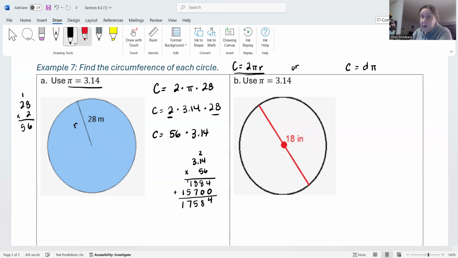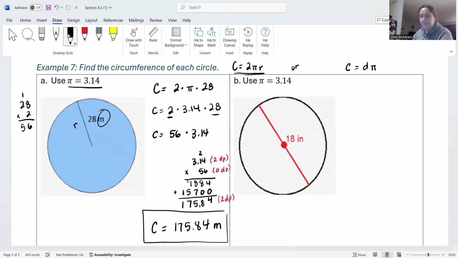And we need to figure out the decimal point for our product. So let's see. 3.14, my first factor, has 2 decimal places. 56 has 0 decimal places. So my final answer needs 2 decimal places. So I would say after a fair amount of work, nothing too crazy though, that the circumference of this circle is 175.84. We have units of meters, so we need to make sure we put meters in the final answer. Okay? So that's it. That's finding the circumference, okay?